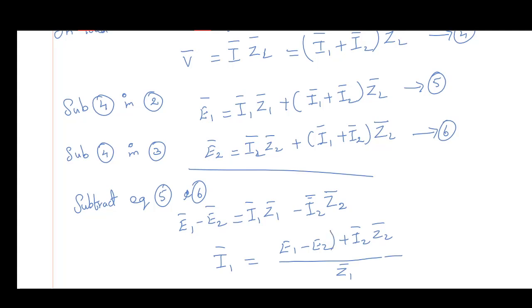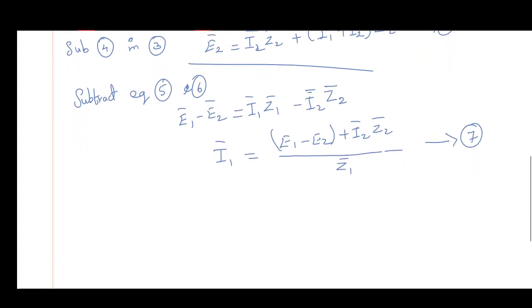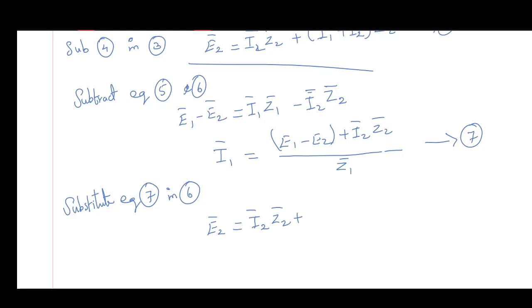Okay, so the corresponding current flowing through the transformer 1. Let's take this as equation number 7. So substitute this equation 7 in equation 6. Okay, substitute the value of 7 in equation 6. According to equation 6, E2 vector is equal to I2 vector Z2 vector plus, you can substitute in both, you will get the same answer.